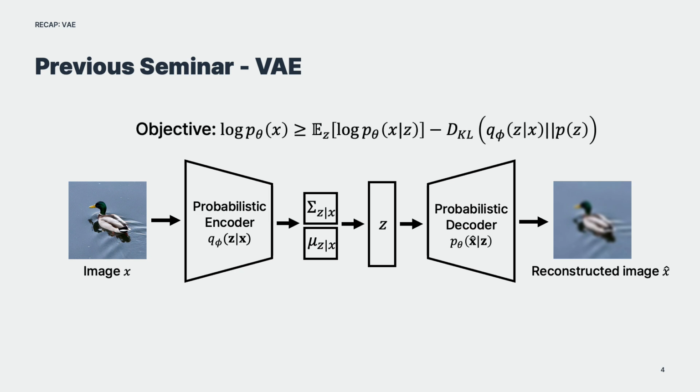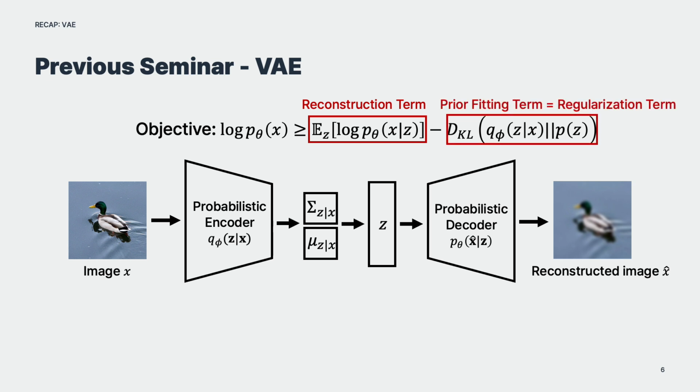We saw that the objective of VAE is to approximate the true data distribution by maximizing the evidence lower bound, ELBO. The ELBO consists of two terms: a reconstruction error, which encourages accurate image reconstruction from the latent variable, and a regularization term, also known as the prior fitting term, which ensures that the learned posterior stays close to the prior distribution.